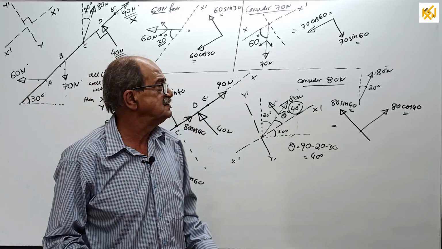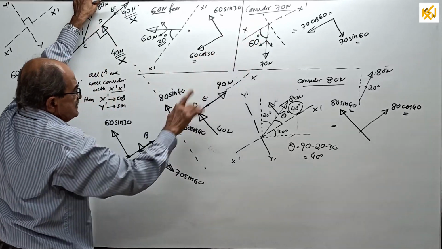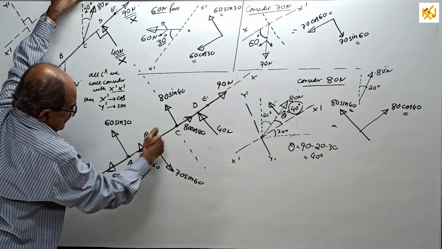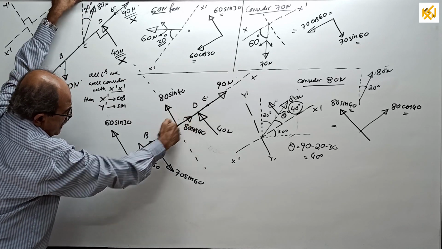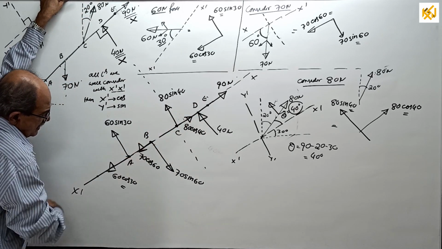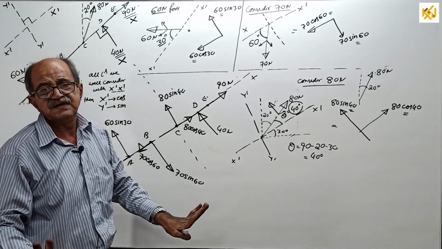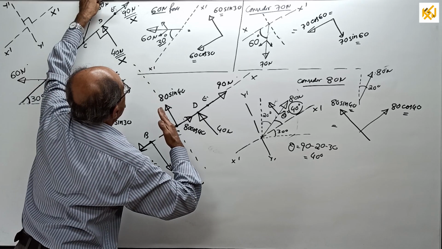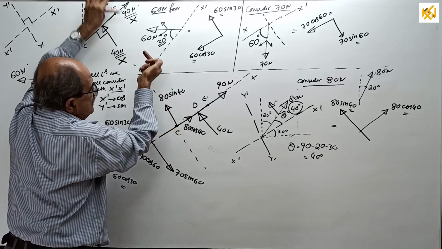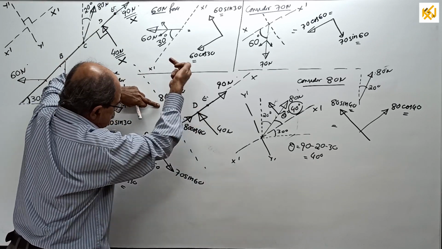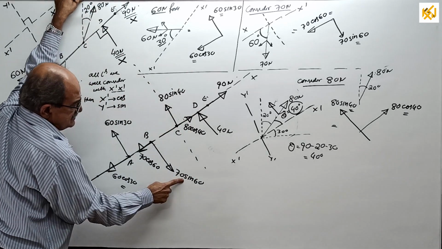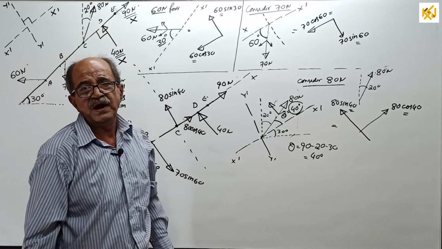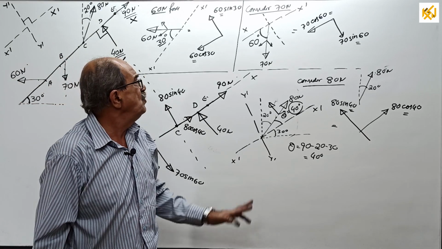If it is the right side, the answer is plus 90 plus 80 cos 40, minus 70 cos 60, minus 60 cos 30. Write the answer. Suppose you want the net force in this direction. If you take this as positive, plus 80 sin 40 plus 40 minus 70 sin 60 plus 60 sin 30. That way you have to calculate, but it is not required here. This is how you have to solve.